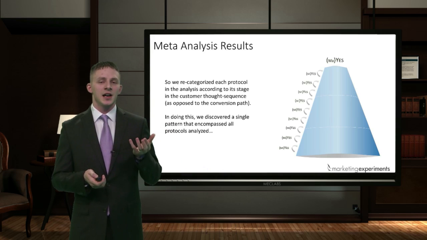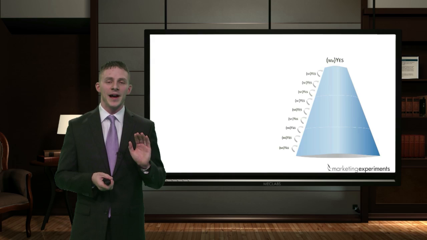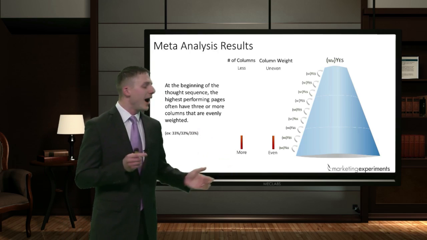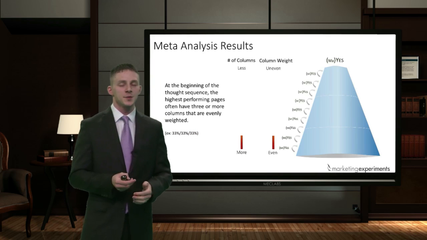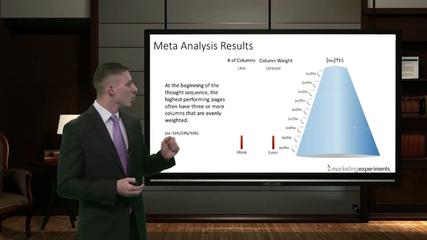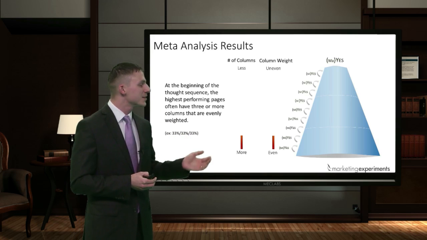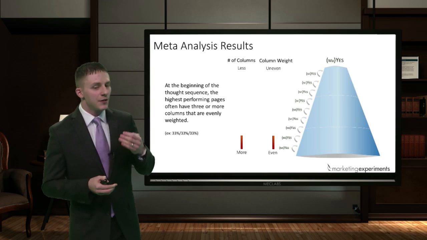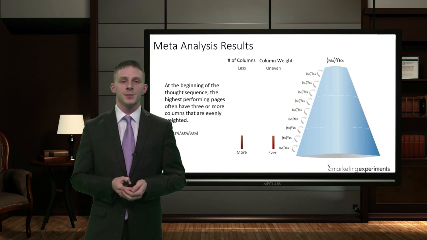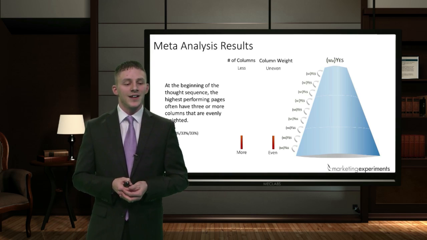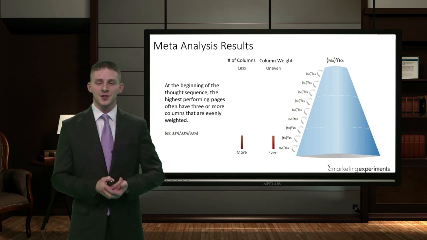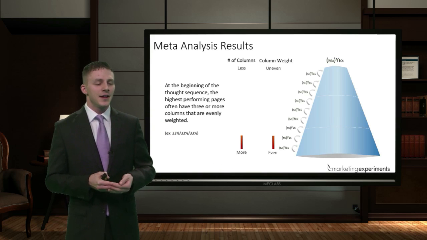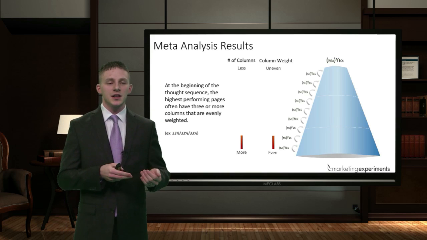Using this kind of approach, we discovered a single pattern. At the beginning of the thought sequence, the highest performing pages in this analysis, meaning the ones that got the greatest gains, often had three or more columns evenly weighted. I'm talking the very beginning of the thought sequence. I think of a directory page, and I've seen directory style pages used as paid search landing pages that have outperformed other ones. We're seeing this constant pattern that people who are earlier seem to need more columns.